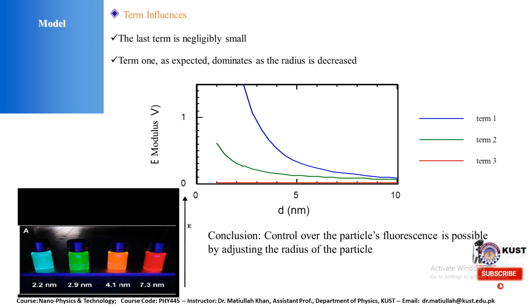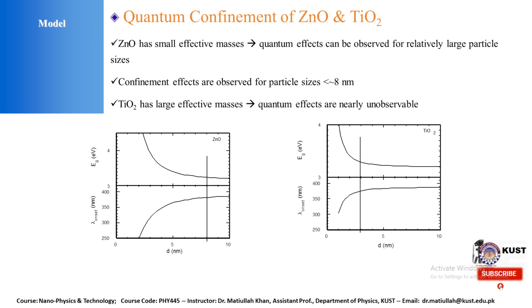So this is really interesting for us, that by changing the particle size we can get different colors, and that has very interesting applications in nanoelectronics. So we can consider some quantum confinement in the case of semiconductor materials like zinc oxide and titanium dioxide. ZnO has a small effective mass, and the quantum effect can be observed for relatively large particle sizes, and this confinement effect is observed for particle sizes around or less than 8 nanometer. In this case TiO2 has a large effective mass, and in that the quantum effect is nearly unobservable.